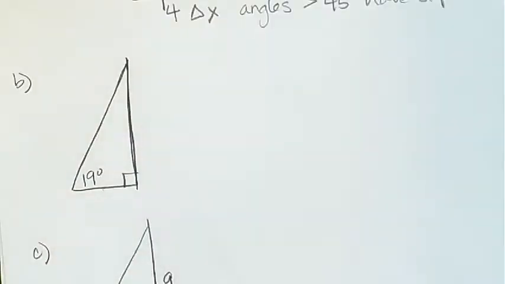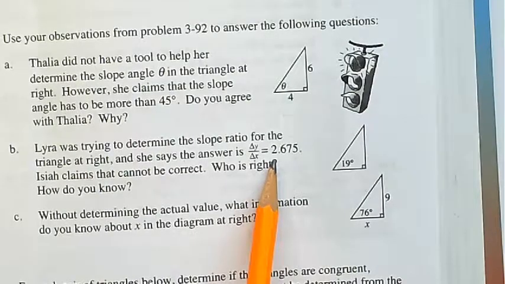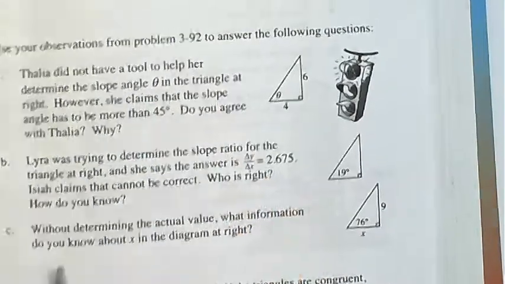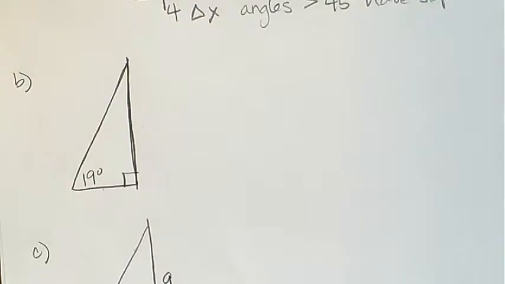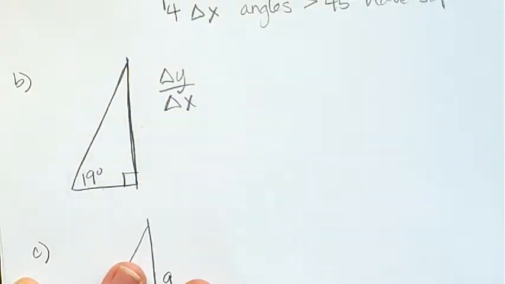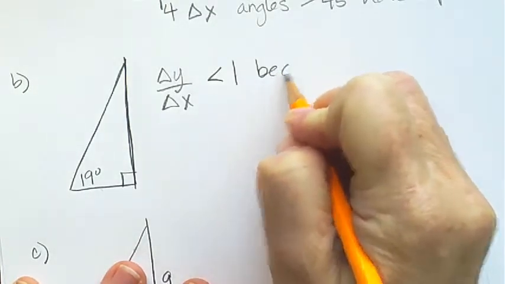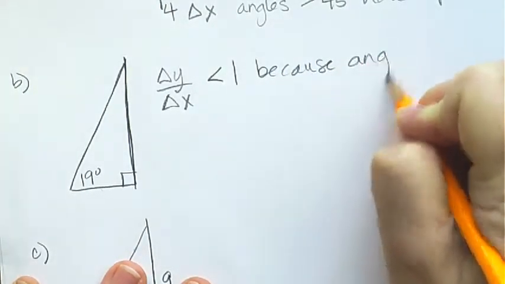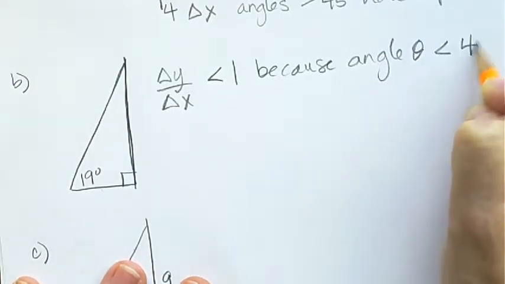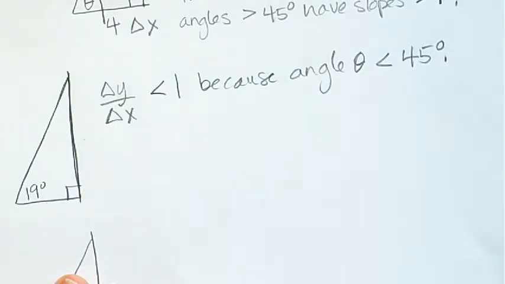So Lyra cannot be correct. The slope can't be that big because anything less than 45 degrees is less than 1. So Isaiah must be correct. So let's put the change in y over the change in x. The slope has to be less than 1 because the angle theta is less than 45 degrees. So if it's bigger than 45, it's bigger than 1. If it's less than 45, it's less than 1.